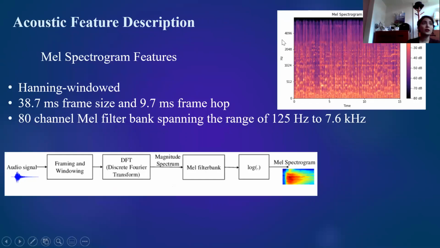For acoustic data, mel spectrogram features have been acquired to represent the acoustic information space. Mel spectrograms are extracted through a Hanning-windowed short-time Fourier transform with 38.7 millisecond frame size and 9.7 millisecond frame hop size. Log dynamic range compression is implemented using an 80-channel mel filter bank spanning the range of 125 Hz to 7.6 kilohertz.